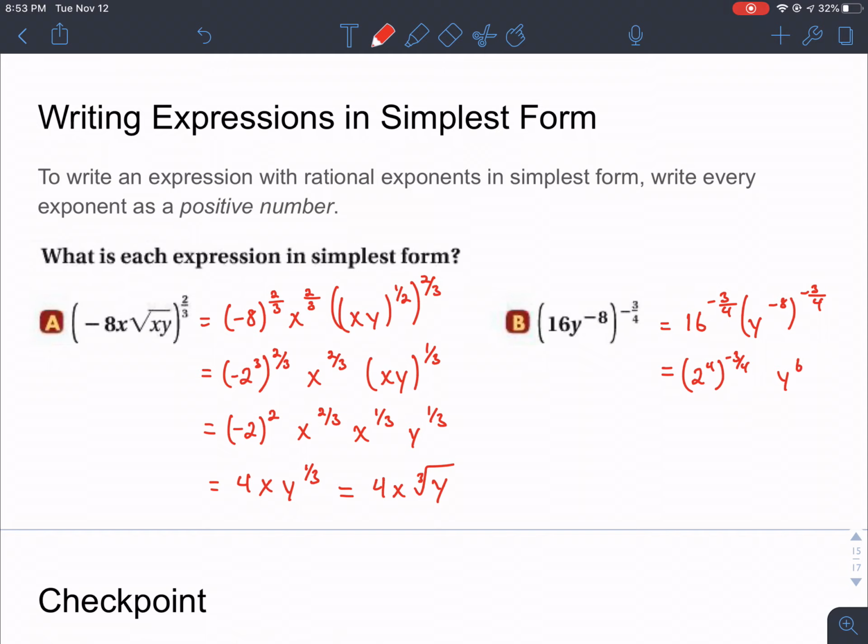All right, so this equals 2 to the 4th times negative 3/4, which is just 2 to the negative 3, y to the 6th. And 2 to the negative 3 is 1/2 cubed times y to the 6th. Lastly, we can say that 2 to the 3rd is 8, so y to the 6 over 8. Y to the 6 over 8 is our most simplified form.